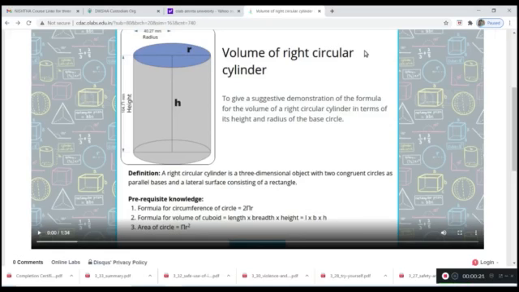So here this is the figure of a right circular cylinder of height h unit and base radius r unit. The definition of a right circular cylinder is a three-dimensional object with two congruent circles as parallel bases and a lateral surface consisting of a rectangle. So prerequisite knowledge: formula for circumference of circle is 2 pi r. Formula for volume of cuboid is length into breadth into height, that is L into B into H. Then area of a circle is pi r square.